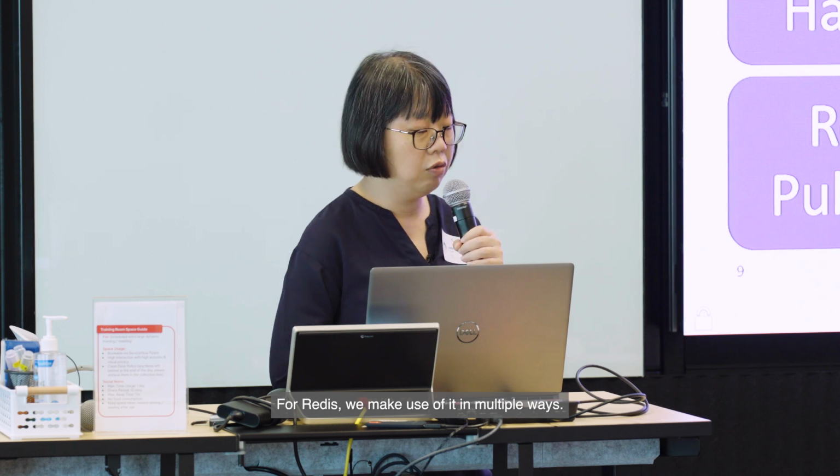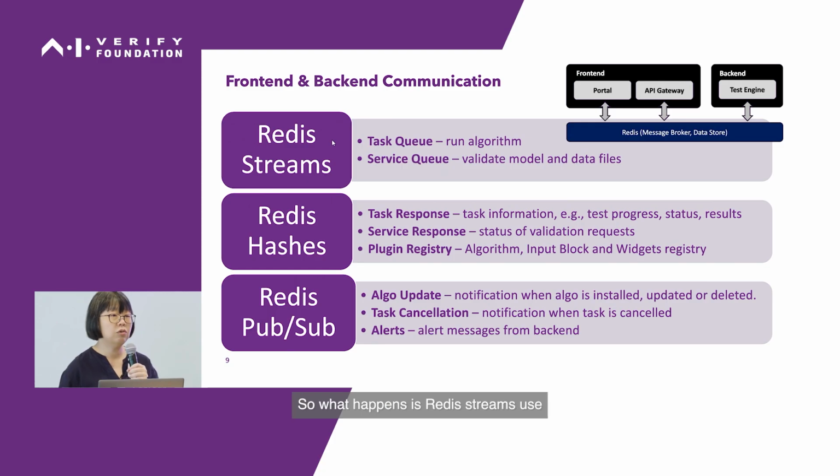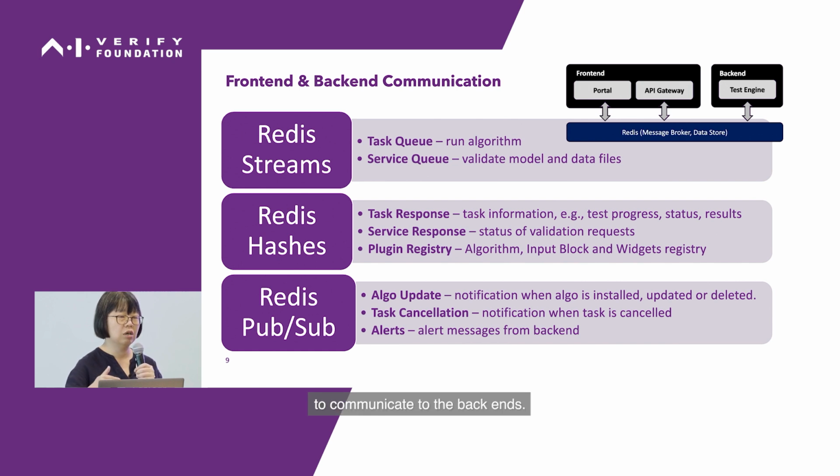For Redis, we make use of it in multiple ways. One is using Redis streams. We use Redis streams to queue some of our jobs, for the tasks from the front end when we communicate to the backend. For example, every time you generate reports, we break out the test to be run as what we call job queues. That will be posted to the Redis message queue, and the backend engine will pick up the jobs and run them.